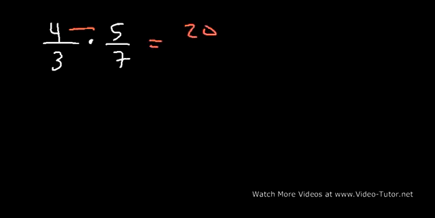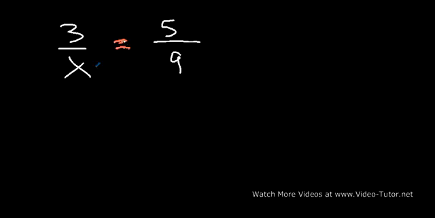But now let's say if you want to multiply two fractions. Let's say if you have 4/3 and you wish to multiply it by 5 over 7. What you need to do is multiply 4 by 5. You multiply across. 4 times 5 is 20, and 3 times 7 is 21. And that's all you got to do if you want to multiply two fractions.